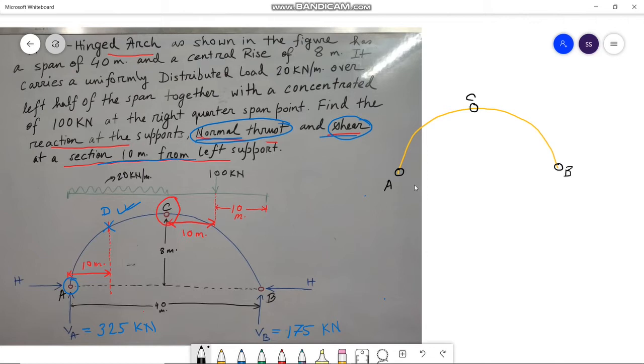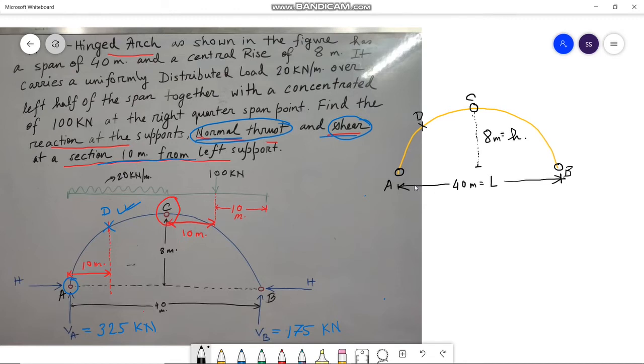And we are given the span of the arch as 40 meter, which is L, and we have the central height, that is 8 meter, which is equal to H. Now we have to calculate the normal thrust and shear at point D, that is here.